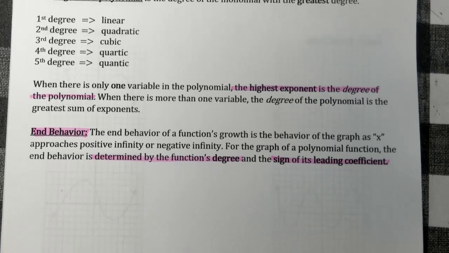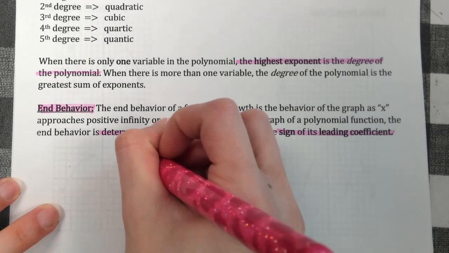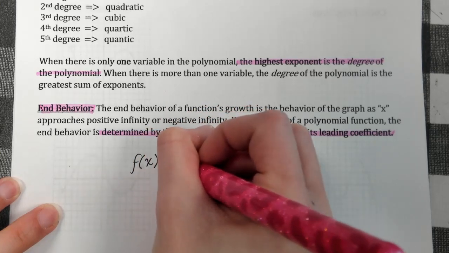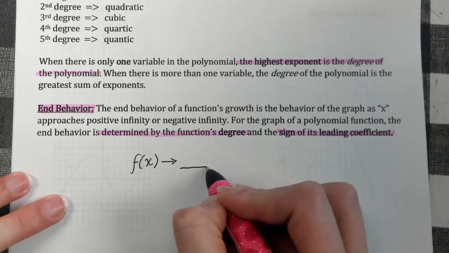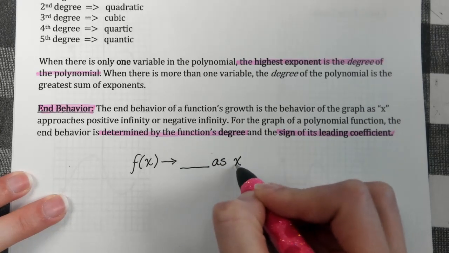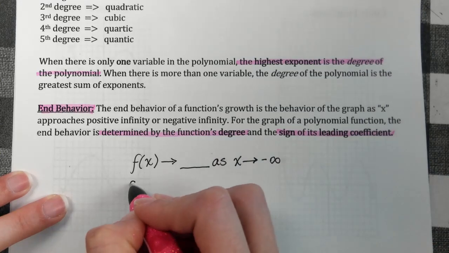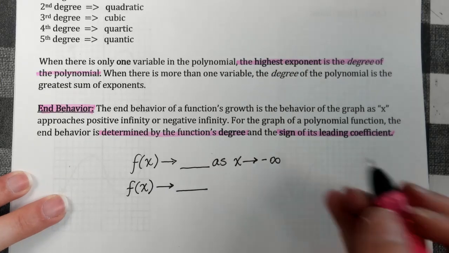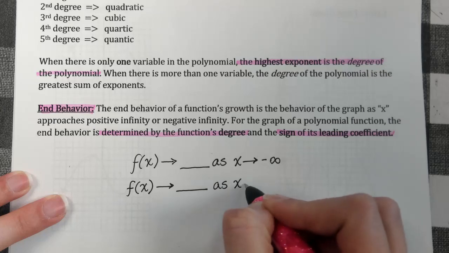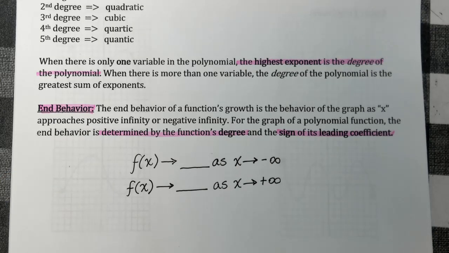When you have end behavior, I'm going to write the template. It's two segments. I'm going to write it and then explain it, so you can copy it down. You've got f of x with an arrow, and that arrow is read as approaches. So f of x approaches blank as x approaches negative infinity. And then I've got f of x approaches blank as x now approaches positive infinity. So you're looking at just two things for end behavior.